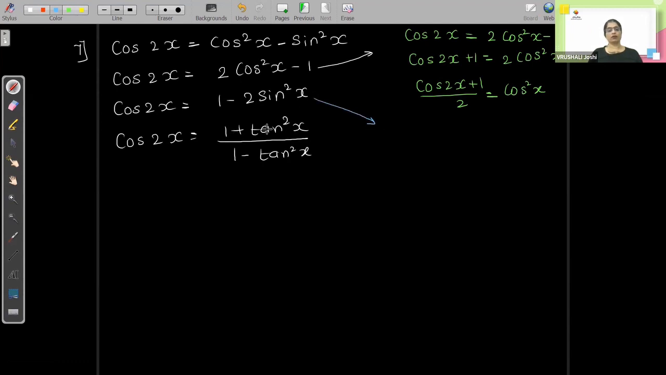Let us see what we are getting from this. We have cos 2x is equal to 1 minus 2 sine square x. That means cos 2x.